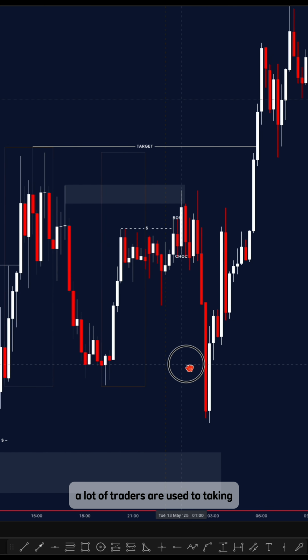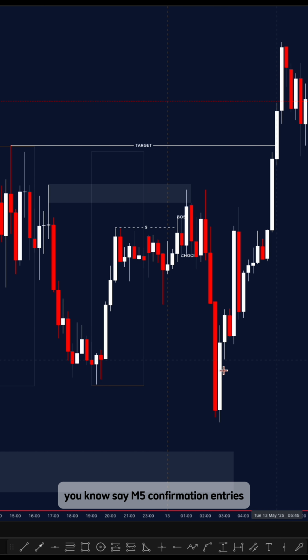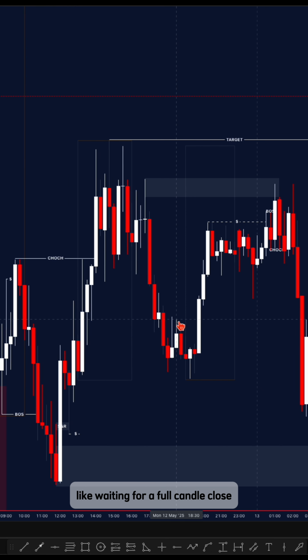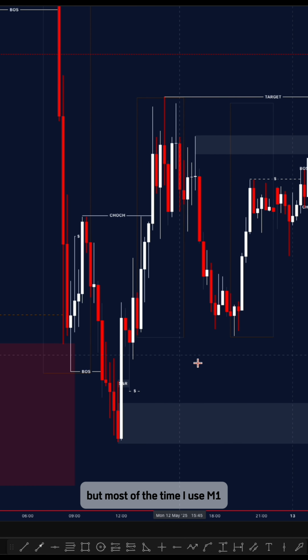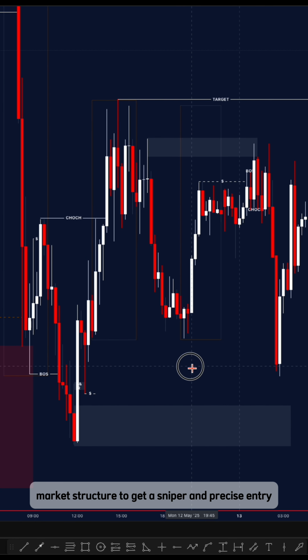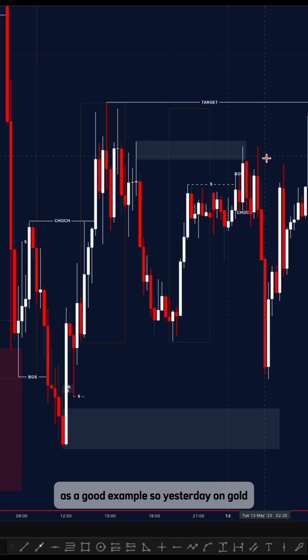Now, most of the time, a lot of traders are used to taking, say, M5 confirmation entries, like waiting for a full candle close. But most of the time I use M1 market structure to get a sniper and precise entry. And I'll use a trade I took yesterday as a good example.